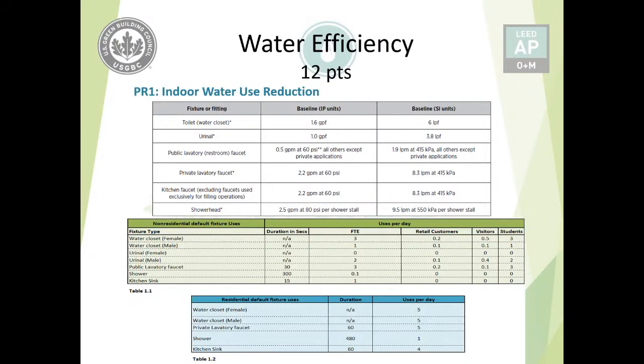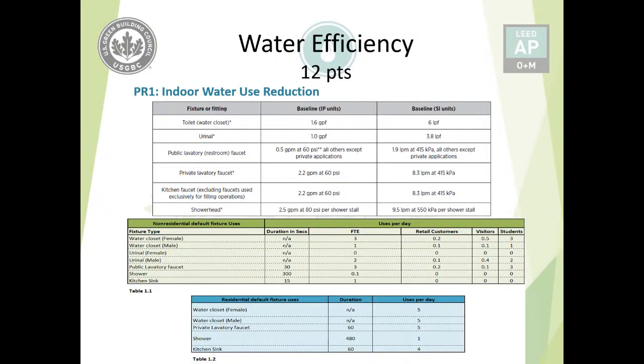Now, how much these are used? So you have to know how many people and how long they're using it for. So we have different fixture types and we have different user types. We have FTEs, full-time equivalents. Usually the simplest definition is people who are spending more than 8 hours a day in the same facility or in the same building are FTEs.